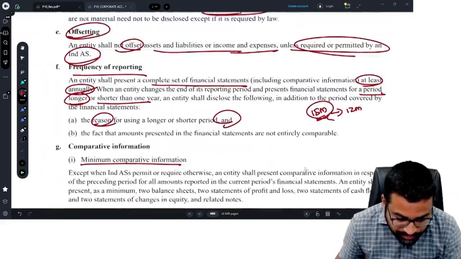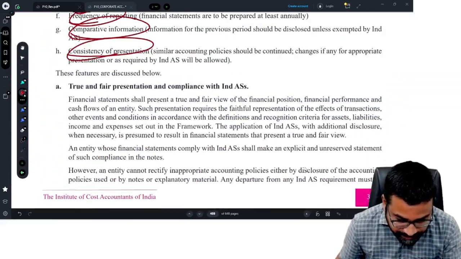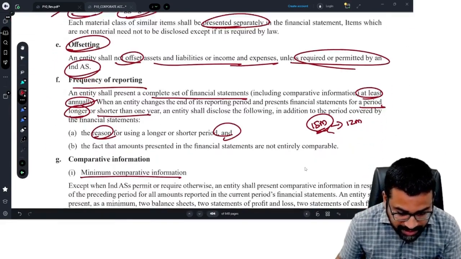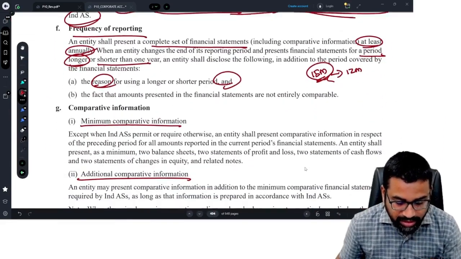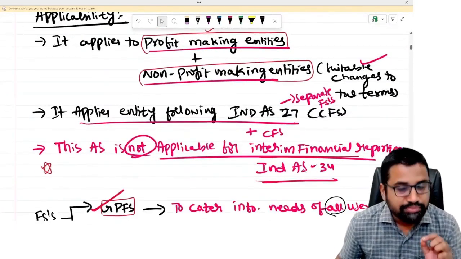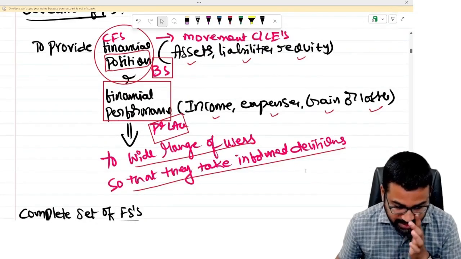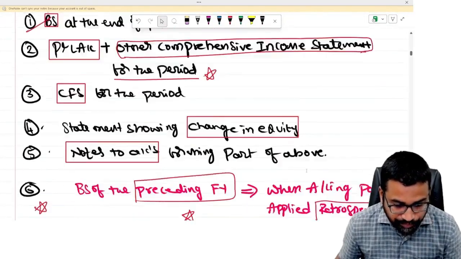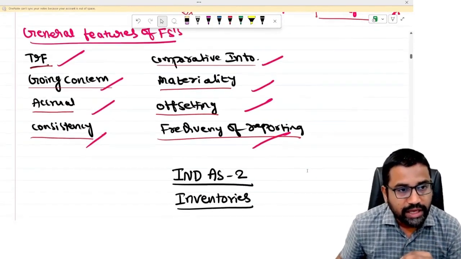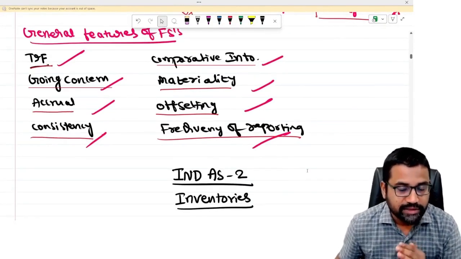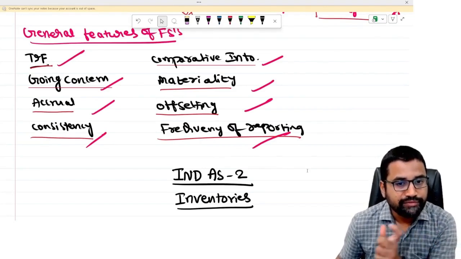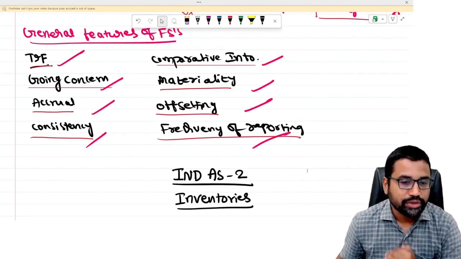And also features of financial statements, you remember the headings. True and fair view, going concern, accrual, materiality, offsetting, frequency of reporting, comparative information. So you remember these headings and write one simple line in your own words in the examination. Suppose a question comes on general features of financial statements, write any 5. I think you can easily write. Put a heading, for example, true and fair view. Financial statements should reflect a true and fair view. That's it. Now going concern.